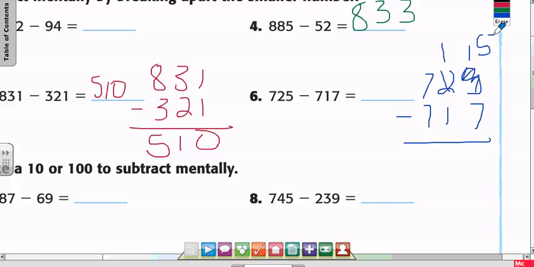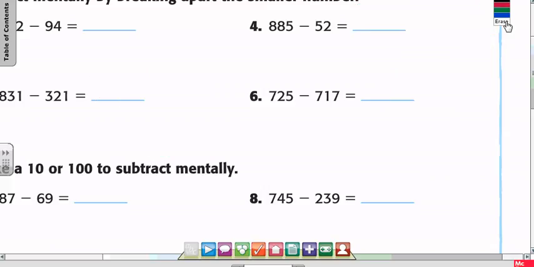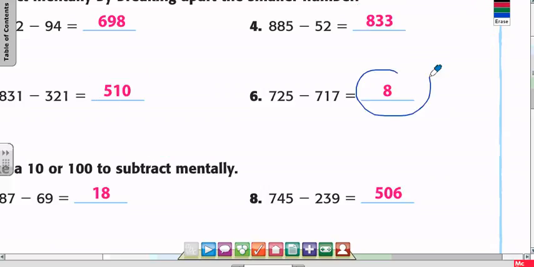So 15 minus 7 is 8. And then 7 minus 0 is 0, and 1 minus 1 is 0, and then 7 minus 7 is 0 as well. Okay, for my answer, I'm just going to put 8. Okay, because look, right here, I didn't put 0, 0, 8. No, they didn't do that.